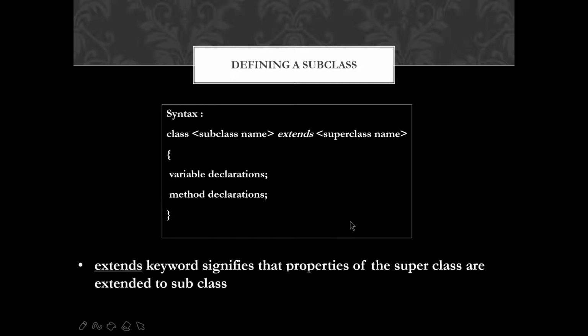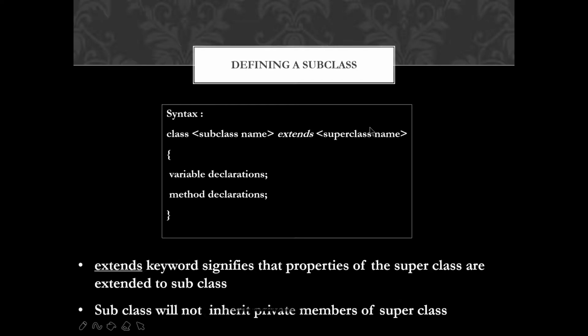Right? Now here you need to understand that the keyword extends signifies that the properties of the superclass, and by properties I mean the variables, methods and constructors, whatever is defined in the superclass, are extended to the subclass. So whatever is there, no need to write one more time in this one. Simply by using the subclass object we can refer to the superclass properties also. Understood? But here you need to remember one point.